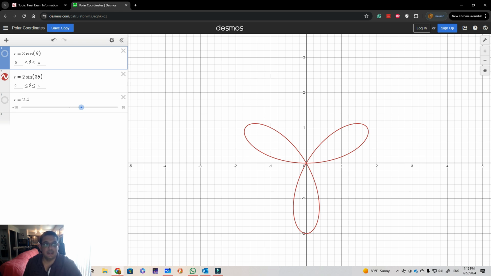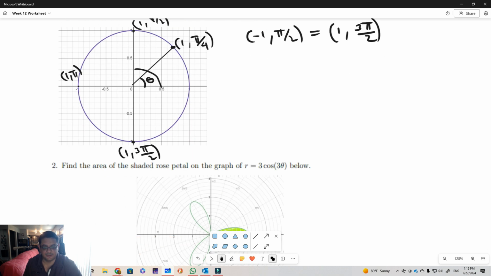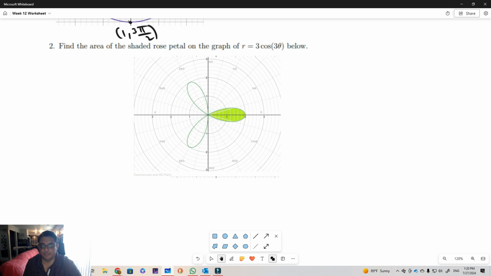Now, a lot of what we can do with polar coordinates is very similar to the things that we do with normal functions. For example, if I want to find the total area here, I can do it with an integral. The integral that gives me the area is the integral of r squared d theta.